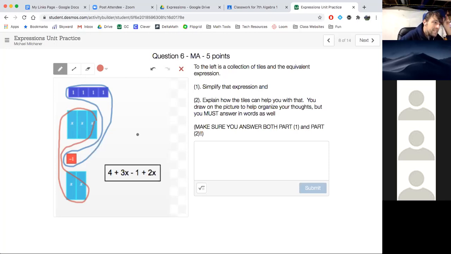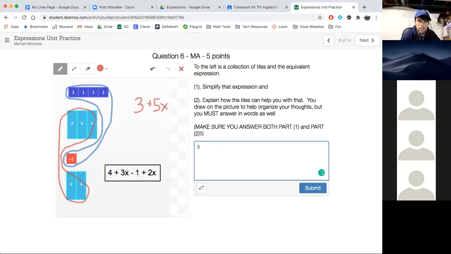And you can even draw in your final answer here. You could show me how you did it, right? By putting these together, by putting the 4 and the -1, we ended up with 3. And then I have 1, 2, 3, 4, 5 X's. So plus 5X. You can do this. You could also type that over there in the box as well. You could show that you did 3 plus 5x for your first part.